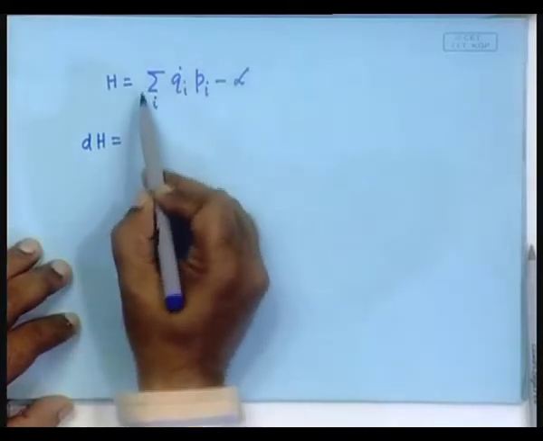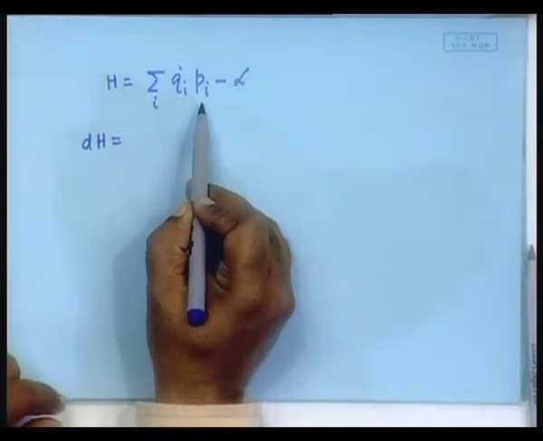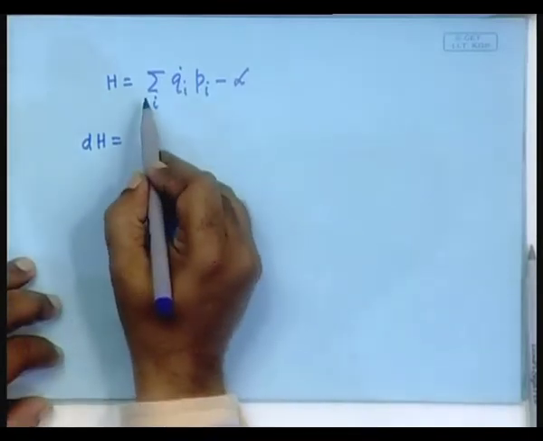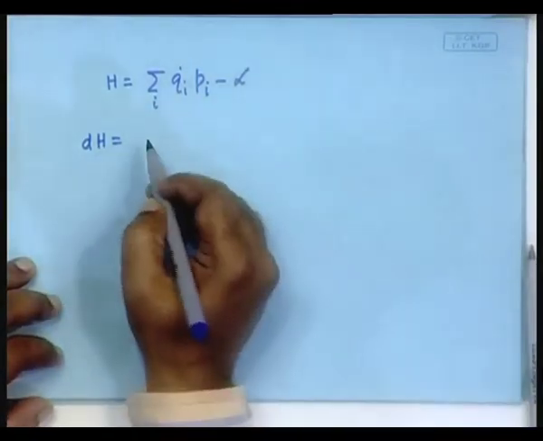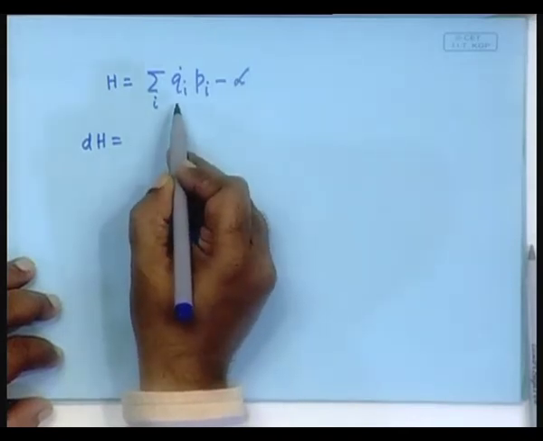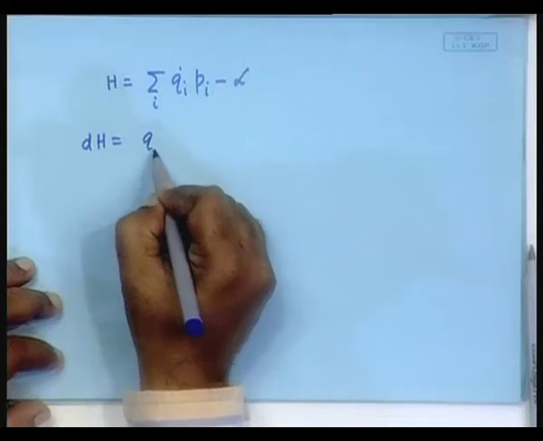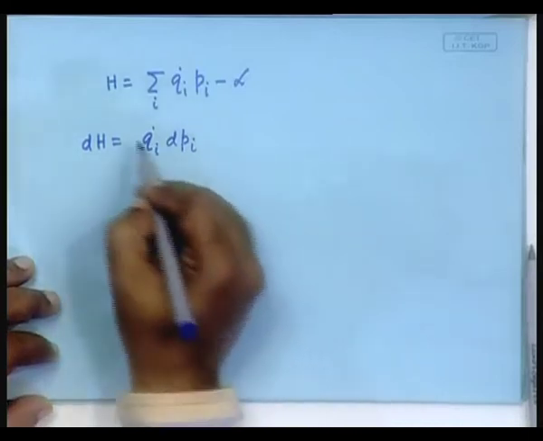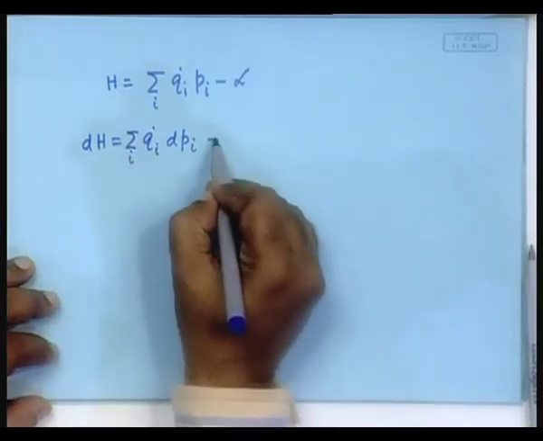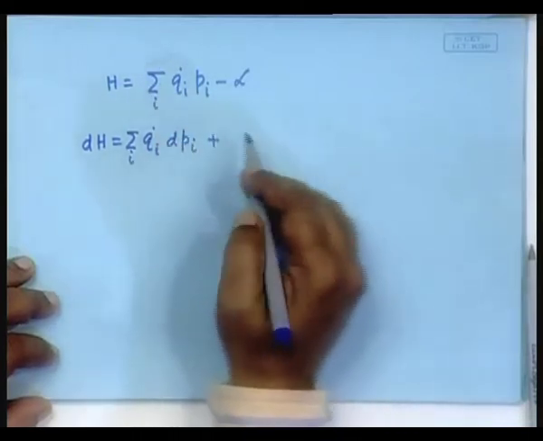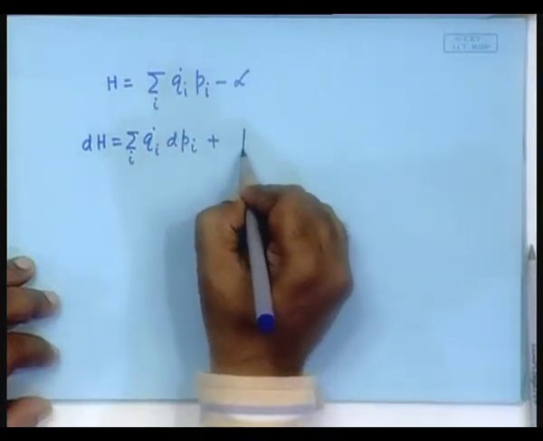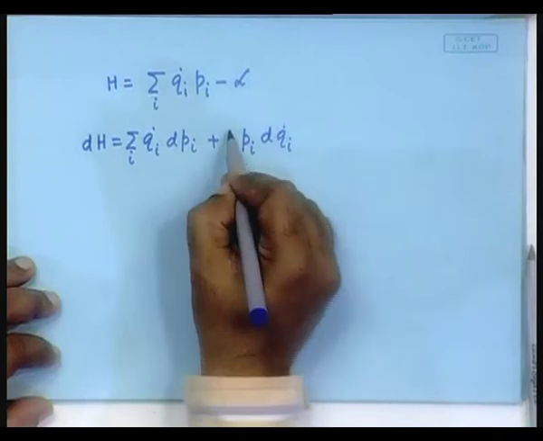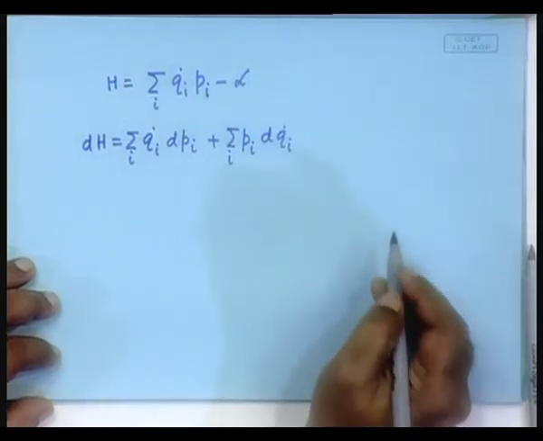First, you have this term here, it is dependent on qi, dependent on pi, dependent on L. So, we have to write, taking the derivative of this, it will be qi dot dpi, and that will be summed over i, plus again pi dqi dot, that is also summed over i. Okay.